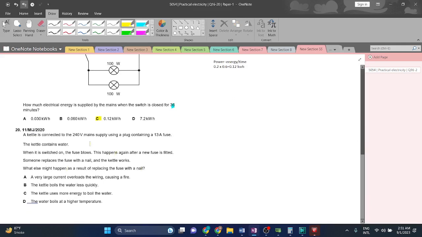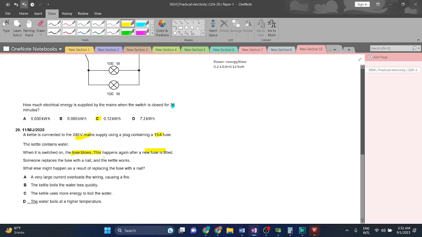A kettle is connected to a 240-volt main supply by using a plug containing a 13 ampere fuse. The kettle contains water. When it is switched on, the fuse blows. That means something is wrong. That means the current is higher than the fuse rating of the current. It is happening again and again, meaning the current is way higher than the rating of the fuse, which means that there is something wrong with the appliance, with the kettle.